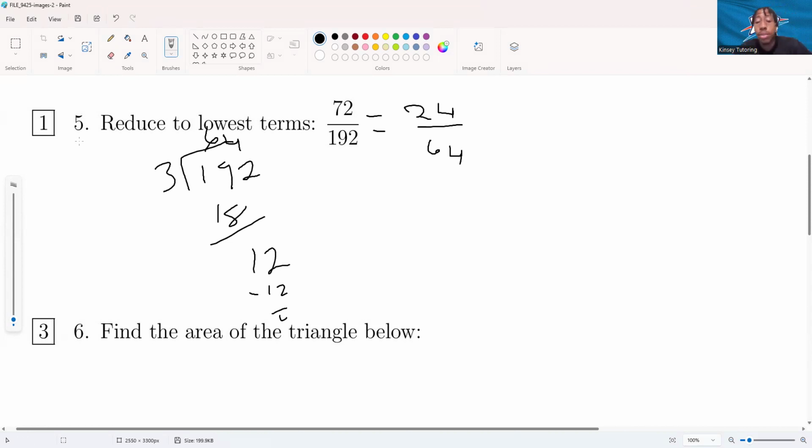Both of these are even numbers, right? But a number that instantly pops into my head is what? Eight, right? 24 goes into eight how many times? Three times. 24 goes into 64, eight times. All right, so that's that problem. And that was pretty solid, right? So 72 over 192, lowest terms 3 over 8. All right, and that's our answer.